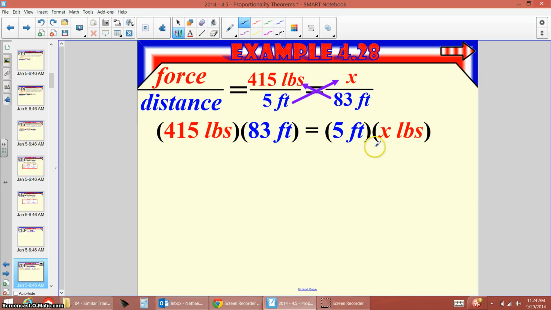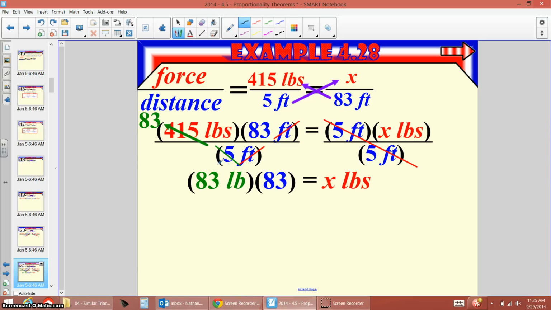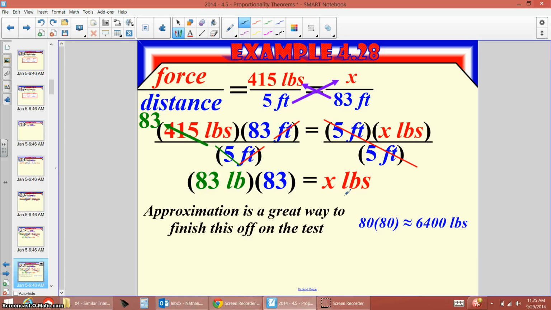So I'm going to divide by 5 first to both sides. Feet's all cross off, and now I notice I've got 415 divided by 5. Well, I know that's divisible by 5, so I can reduce that down to be 83. And now I have 83 pounds times 83 is equal to X amount of pounds. That multiplication I can do.